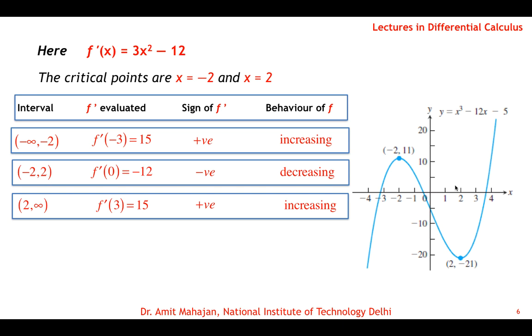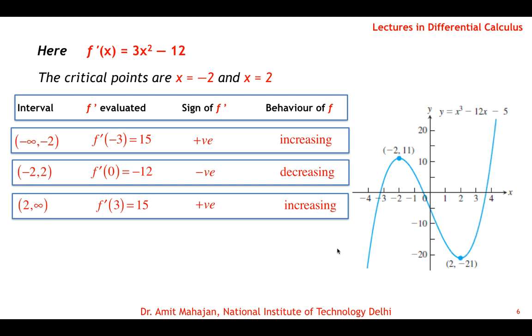Okay, so your domain was this, the complete real line, and you calculated two critical points, minus 2 and 2. So this point and this point. For all minus infinity to minus 2, what we found is that the function is increasing. Then from minus 2 to 2, we found that the function is decreasing, and then from 2 to infinity, the function again increases.